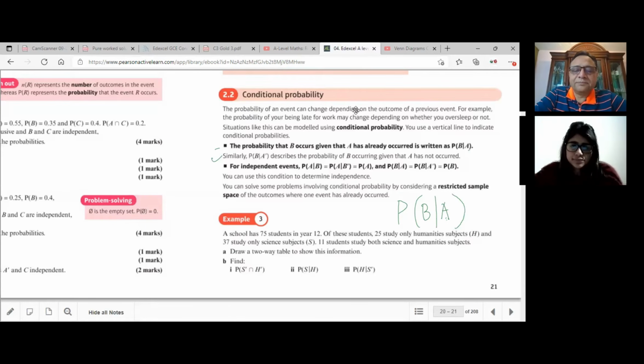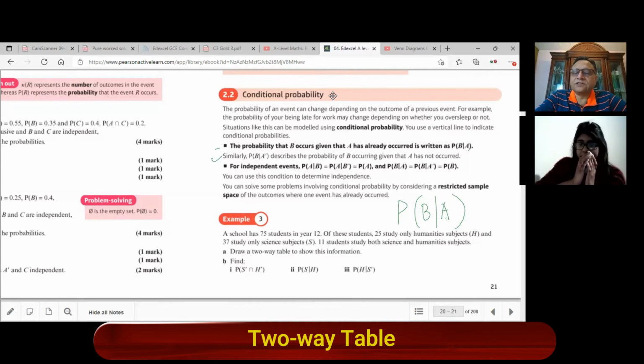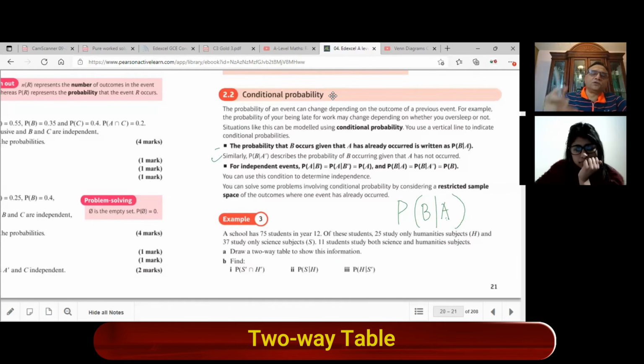Okay, so let's take an example. Example 3: a school has 75 students in year 12. Of these students, 25 study only humanities subject H and 37 study only science subject S. 11 students study both science and humanities subjects. Draw a two-way table to show this information and then find the other probabilities. Now, what is a two-way table?